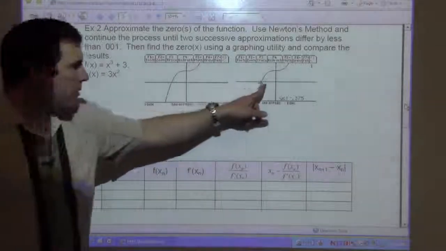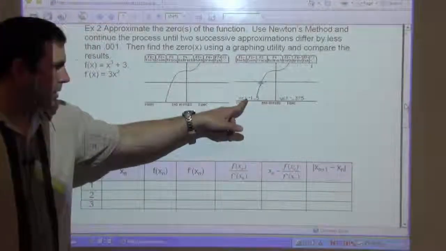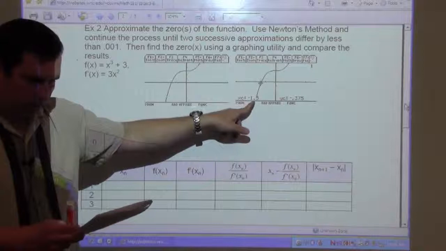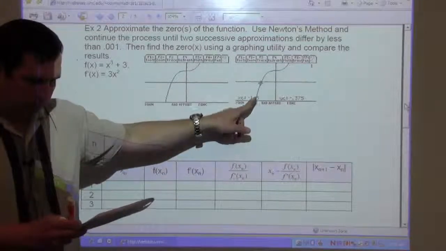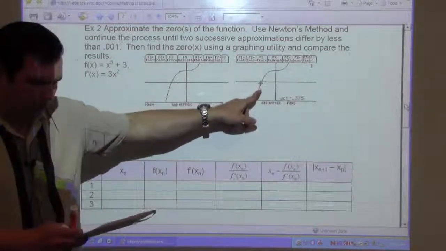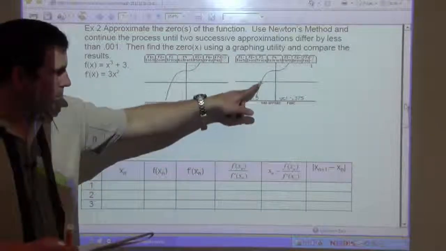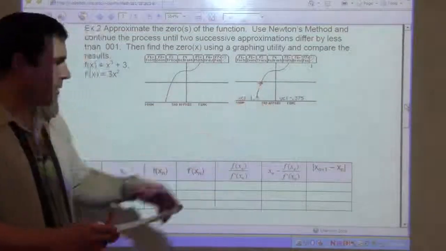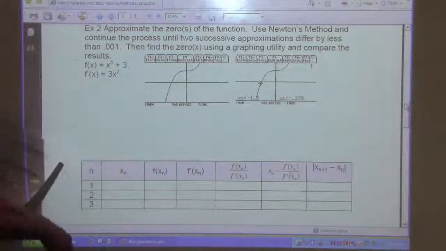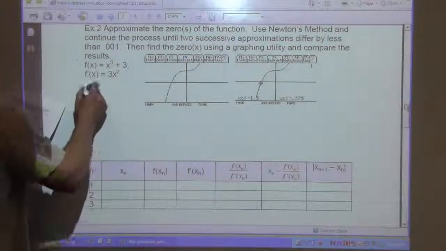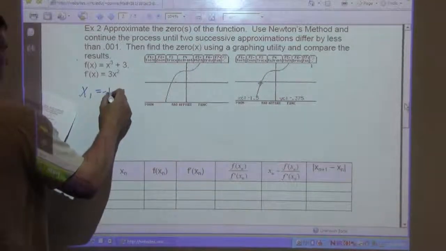So I did use it here, and I think this is the value there. We're pretty close. We'll start there at negative 1.5. So we'll say x1 is negative 1.5.